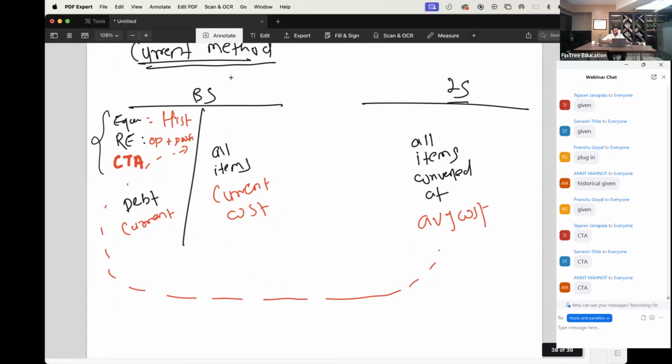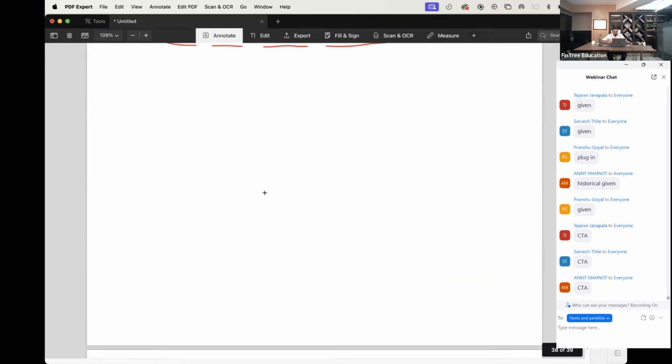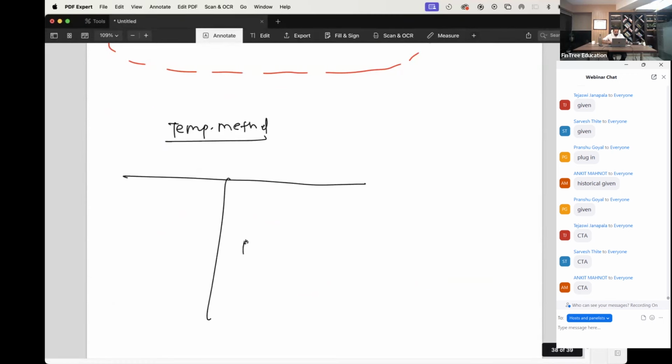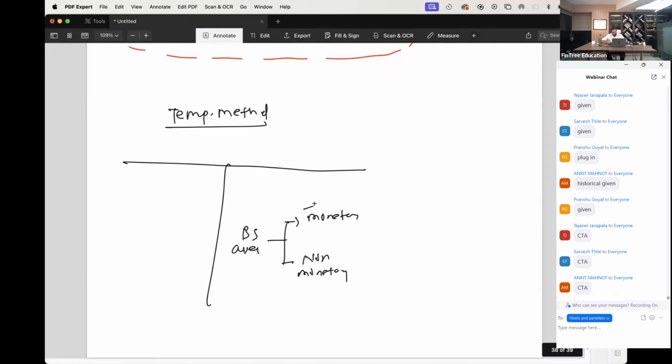This is your current method summary. Easy? Then under temporal method, on balance sheet asset side, we divide all the assets into two parts: monetary and non-monetary. What are monetary assets? Which are fixed in terms of number of units of currency you will receive. That's the definition of monetary.